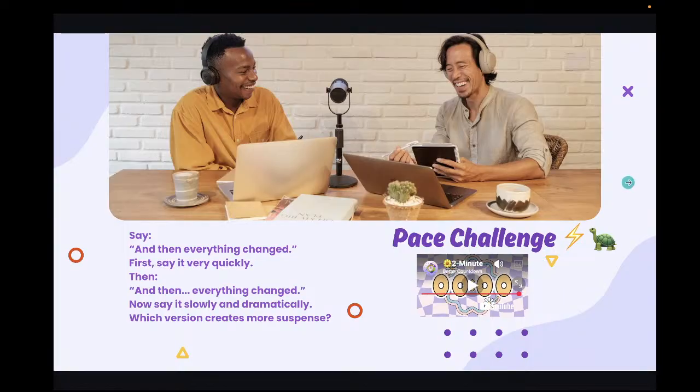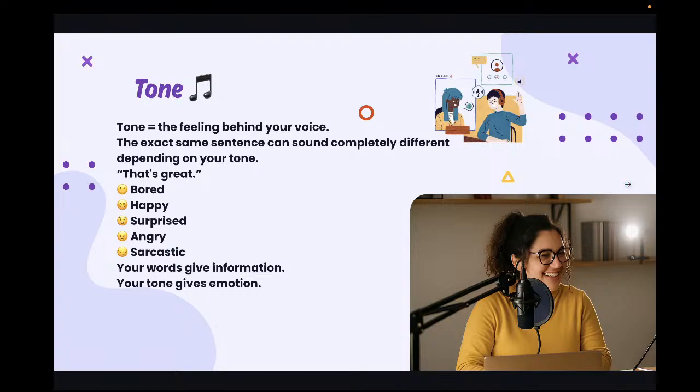Okay, guys, great job with that. Let's keep moving on. So now we're going to talk about tone. Tone is the feeling behind your voice. The exact same sentence can sound completely different depending on your tone. I'm going to say it in a couple of ways to show you how your words give information and your tone gives emotion. If I say that's great in a bored way, versus that's great in a happy way, and so on.